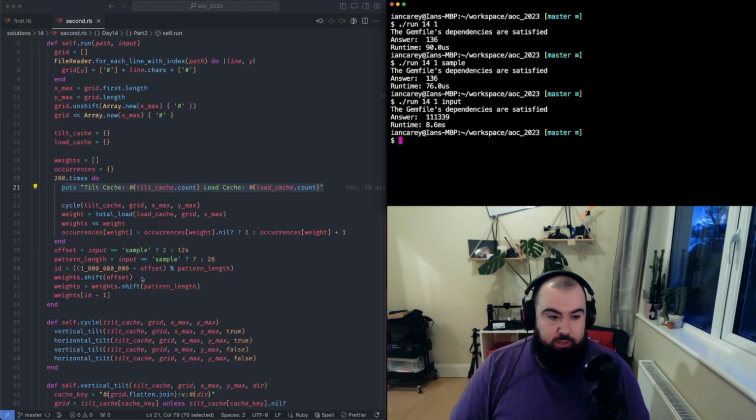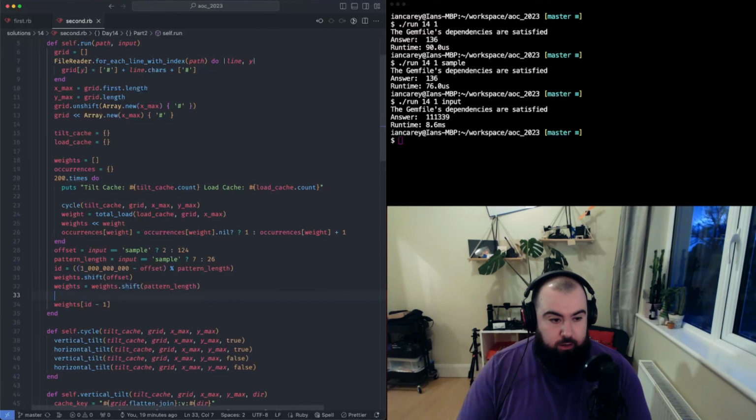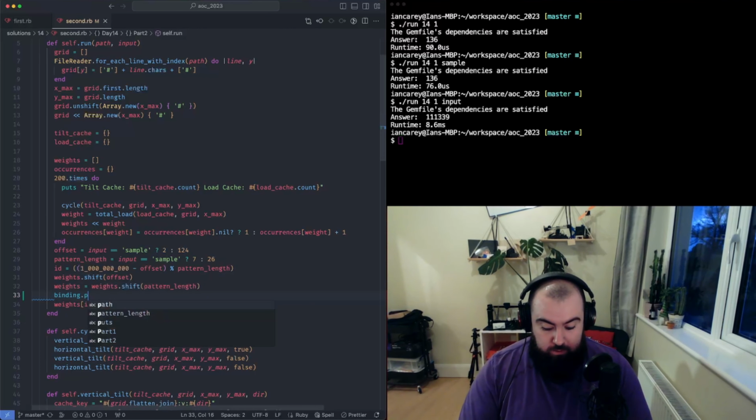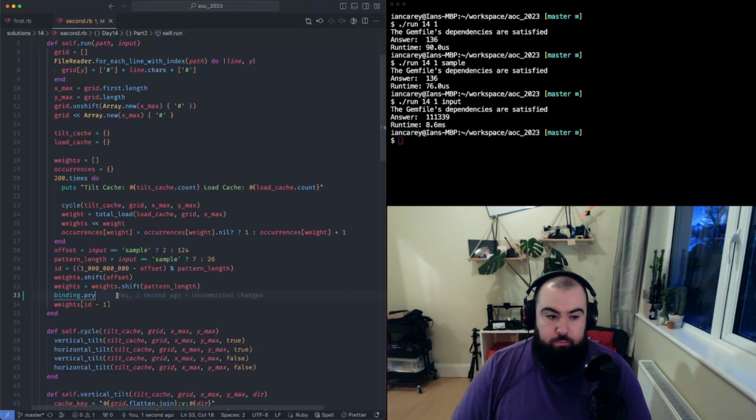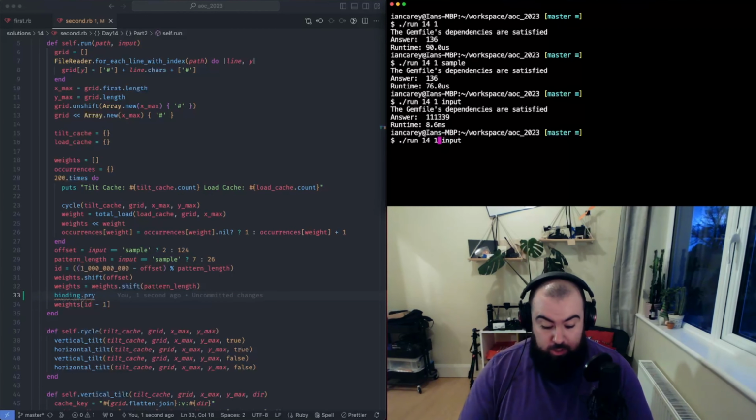I'm going to put in a breakpoint here, and I'm just going to talk through what happens when we run this. I'm going to run it for the sample, because that's the same for everyone, rather than for my input. I won't talk through it exactly for my input. So, run it for the sample.